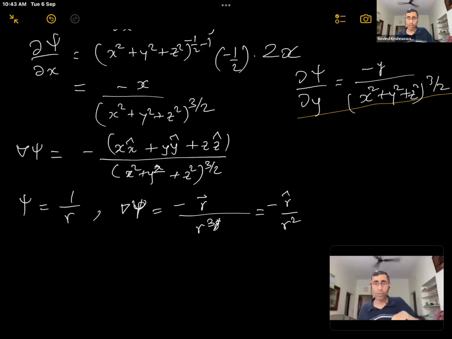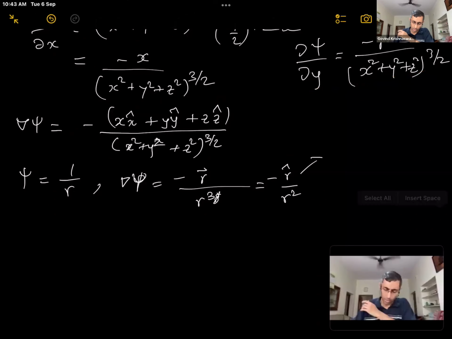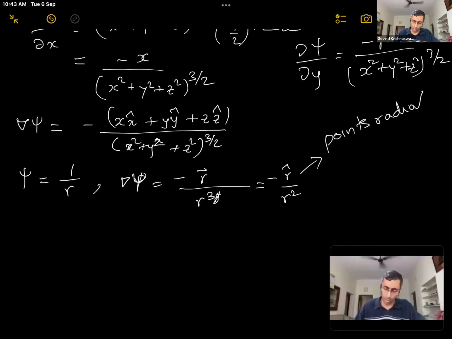This is, of course, a very important example. There's a reason we are discussing it. It's going to come up again and again in various parts of physics and mathematics. So let us just describe it in words and through a figure. First of all, the gradient points radially inward. That is simply from the formula. There are other reasons for that also.